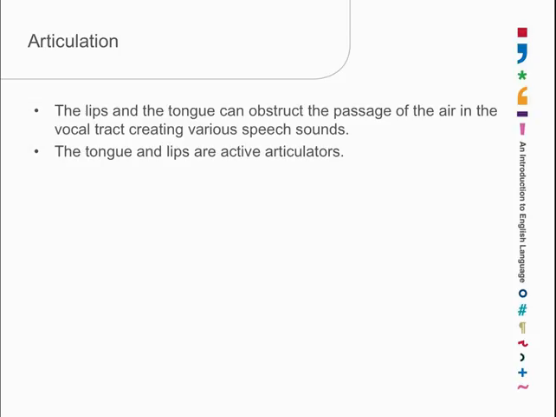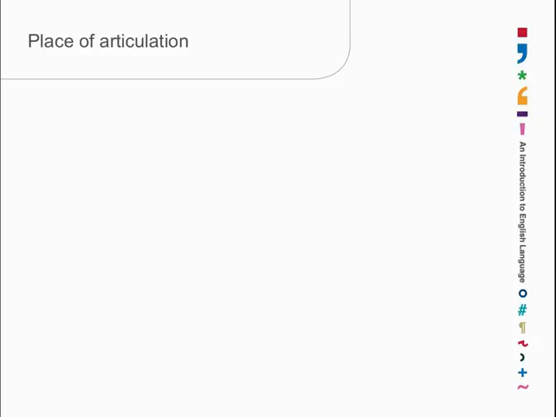Basically, the tongue and the lips move, and they are the active articulators. They themselves move, so they're active, and the roof of the mouth essentially is the passive articulator. That doesn't move, but the tongue acts against it, comes into contact with it in various ways. So let's start by looking at the various places at which blockages of various sorts can occur.